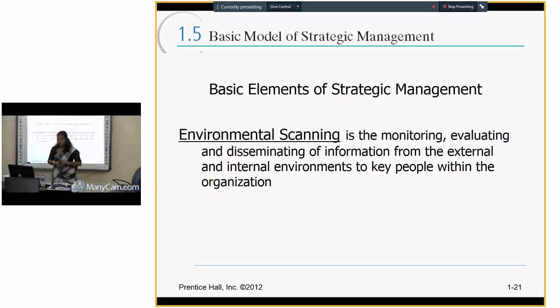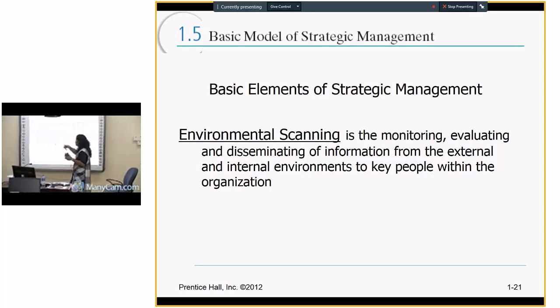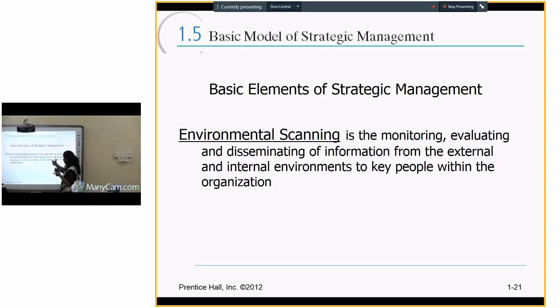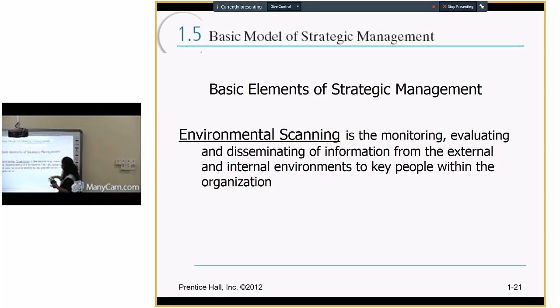Got the point? Therefore, although we are grabbing information from the internal as well as the external environment, we have to evaluate it. We have to identify whether it is viable for our organization. Do we have resources? Do we have the competencies to go with that particular opportunity available? Got the point?